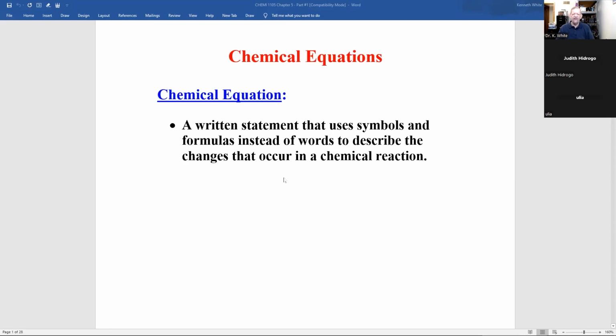Now, how do we show, when we communicate to other chemists or other people, a chemical reaction? And we use what's called the chemical equation. I'll never ask what is a chemical equation, but I'll use the term, so I should define it. A chemical equation is a written statement that uses symbols and formulas instead of words to describe the change that occurs in a chemical reaction. And so the chemical equation describes, using shorthand, symbols and formulas, the change that occurs in a chemical reaction.